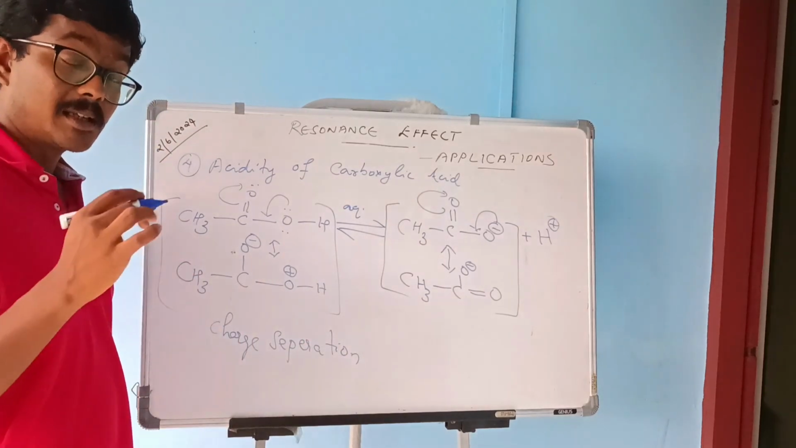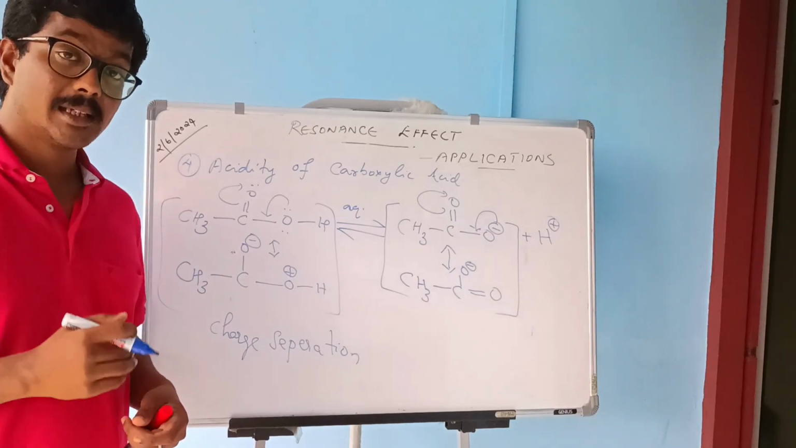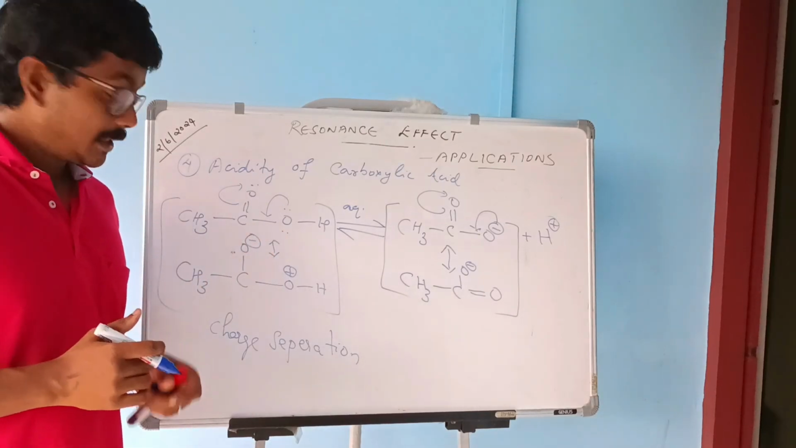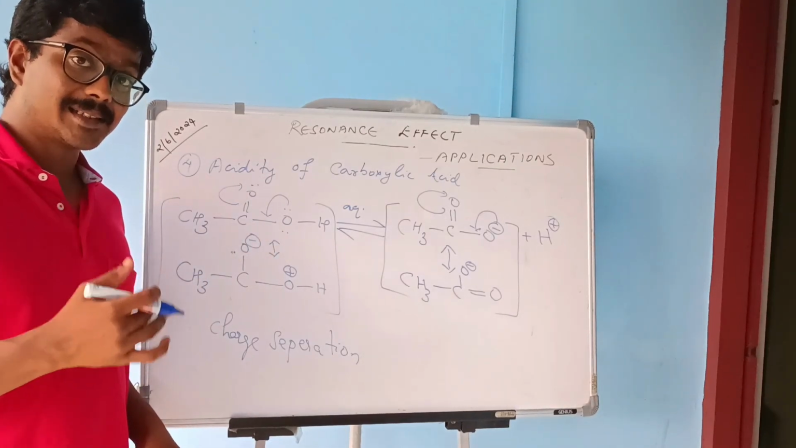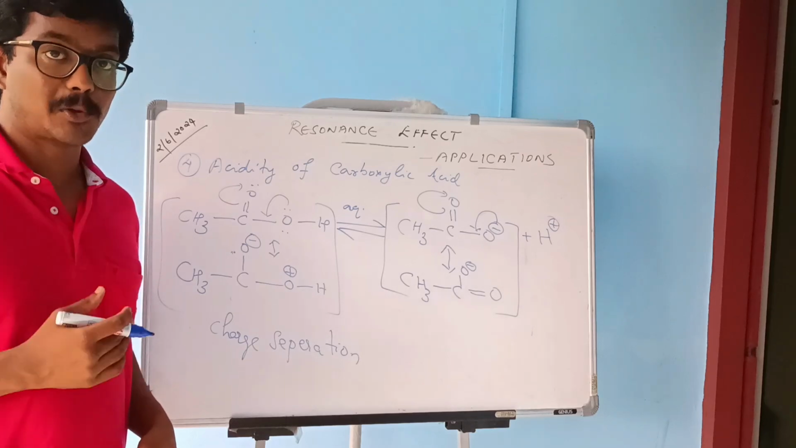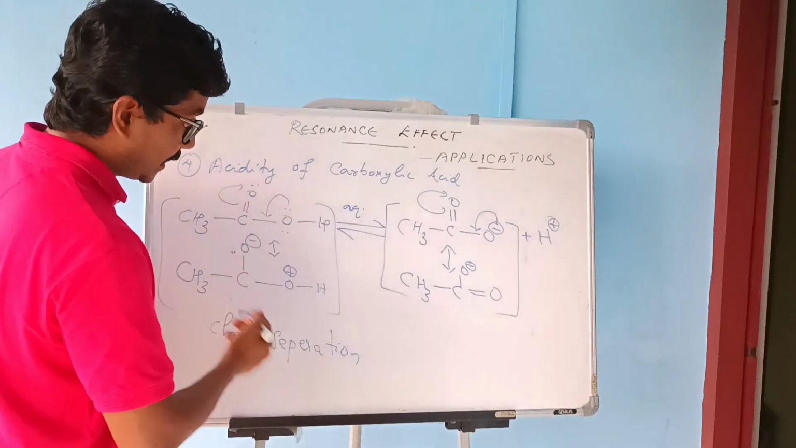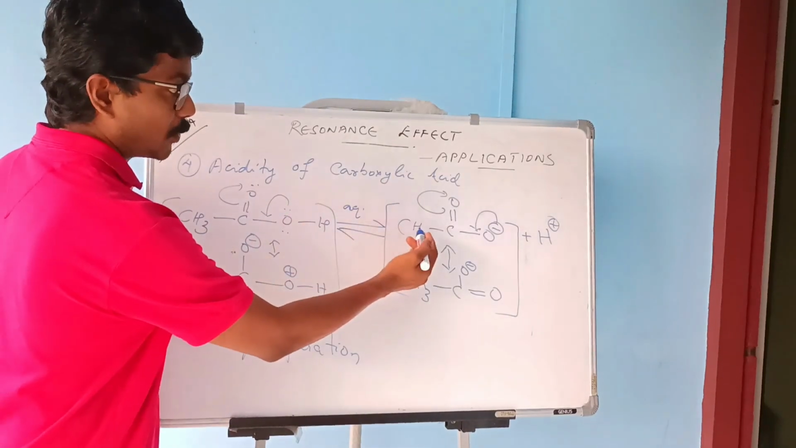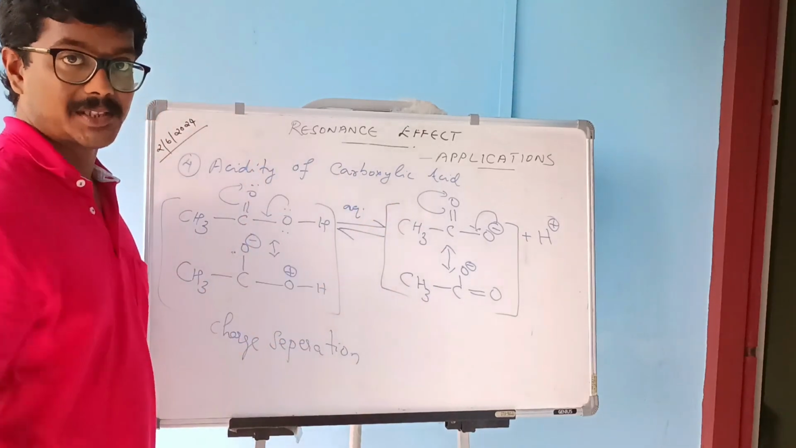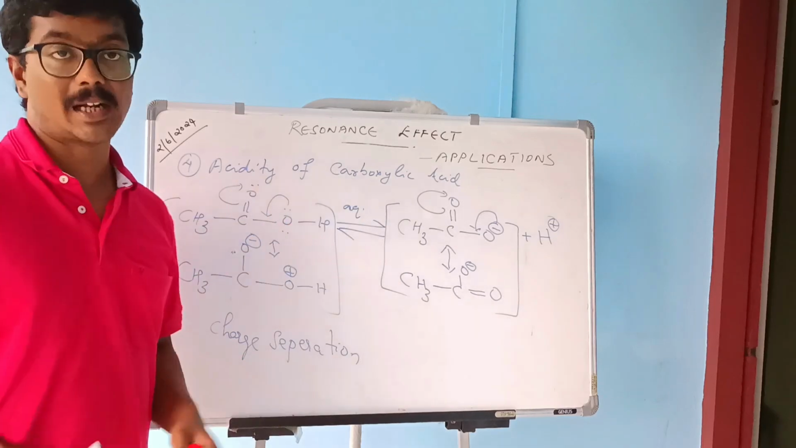Charge separation, remember this point, always decreases the stability of that compound. Charge separation always decreases the resonance energy. When resonance energy decreases, the stability of that particular compound decreases. So in order to gain stability, the carboxylic acid group immediately moves towards the carboxylate anion, which is resonance stabilized. Okay, this is the proper explanation for the acidity of carboxylic acid.